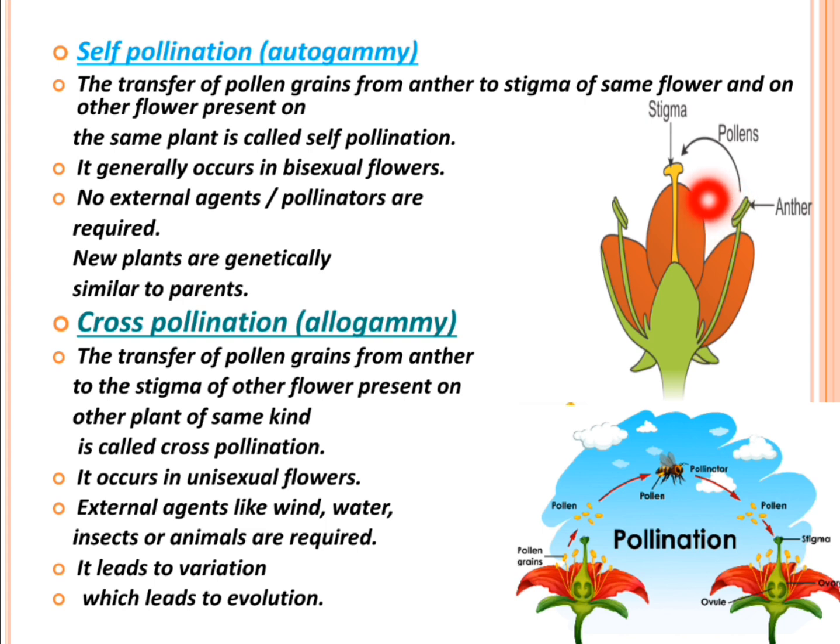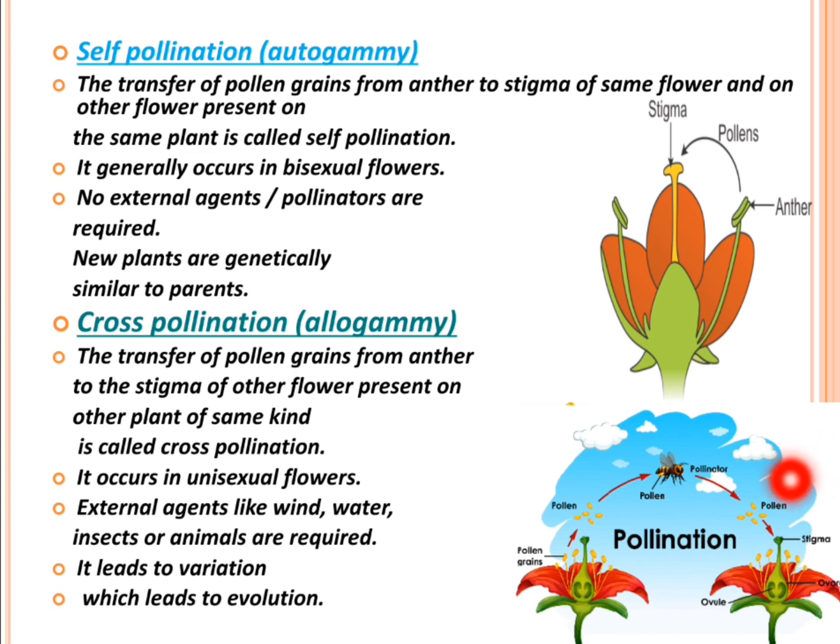And in this type of pollination, the plants are genetically similar to parents. Then see cross-pollination.